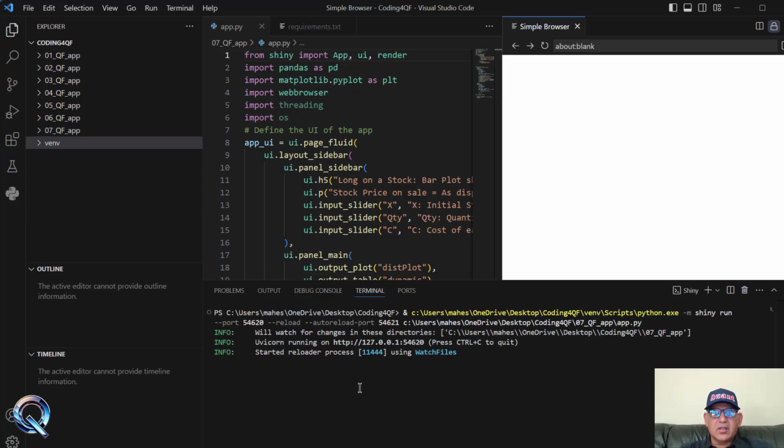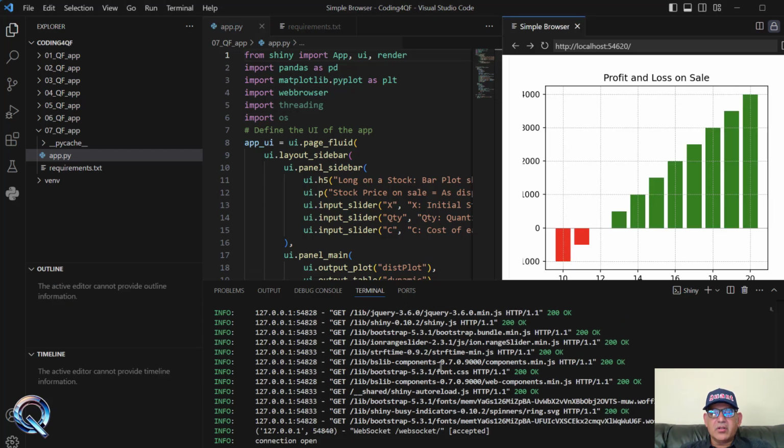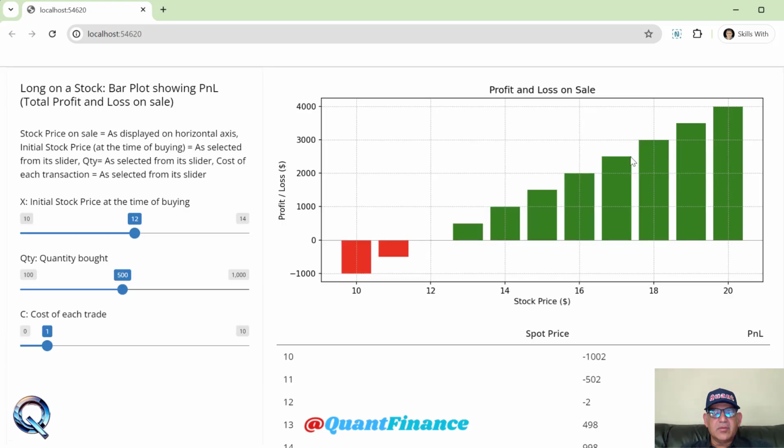It has started the process and it has opened the connection, and the app seems to be working fine. I will open it in the browser, and here is the fully functional app that we saw earlier.